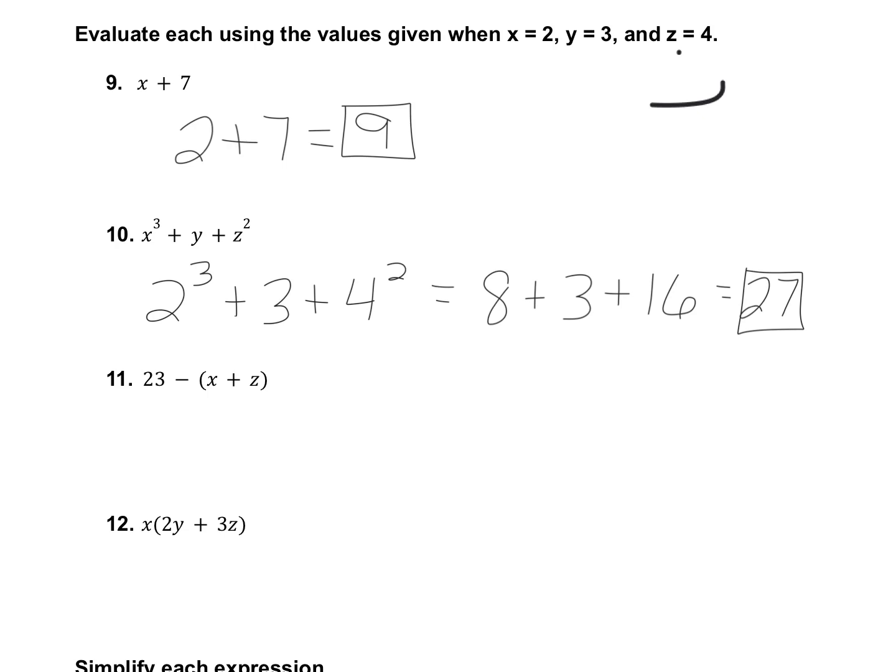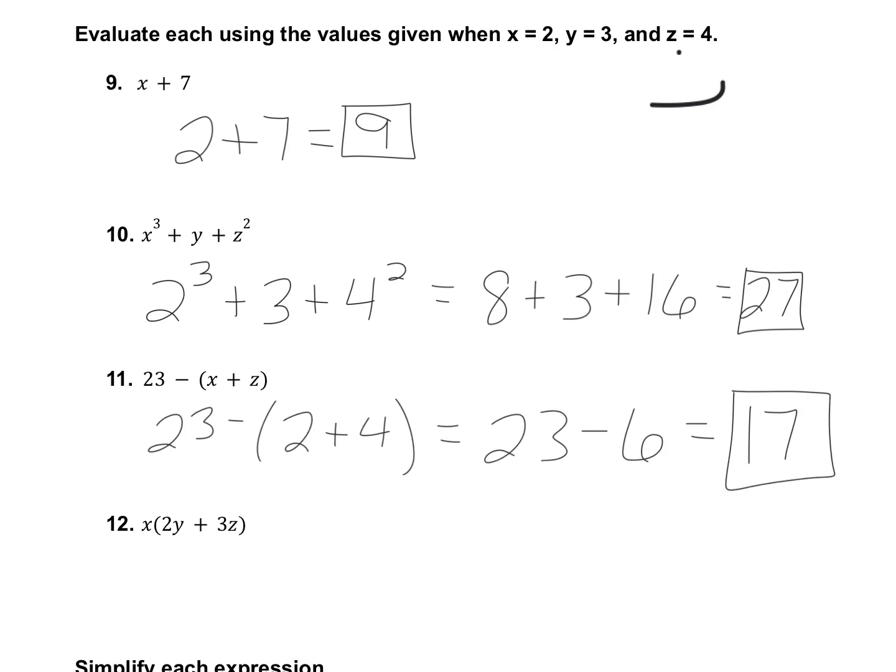Number 11, what do we do? Substitute. Write this step down. What do we put for x? 2. What do we put for z? 4. So then what do we do? Add the parentheses, right? So we have 23 minus 2 plus 4. And then 23 minus 6. 17. So after you substitute, you need to be careful with PEMDAS.